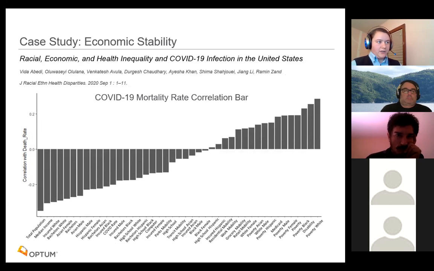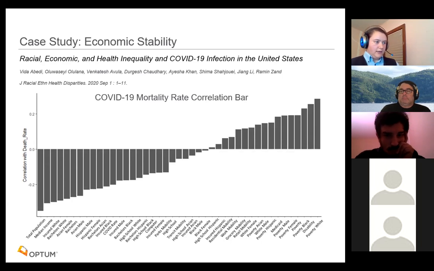What you'll see is that the variables change between infection and mortality rate, and the ranking of them. If you look on the far left, total population and median income were negatively correlated with the death rate. So the higher the population, the less likelihood of having a higher death rate in that county. Similarly, with median income, the higher the median income in a county, the less likelihood that that county would have a higher death rate. If we take a look at the far right, you'll see a number of poverty variables.